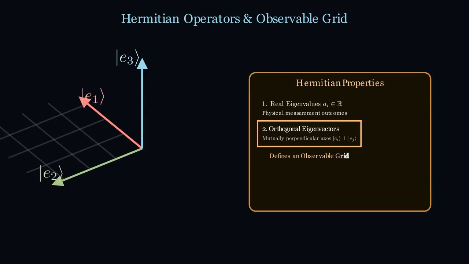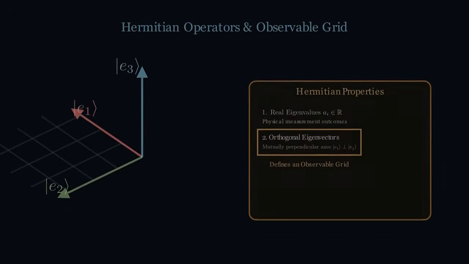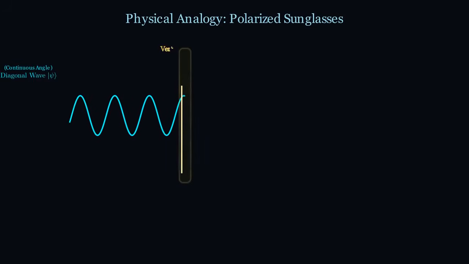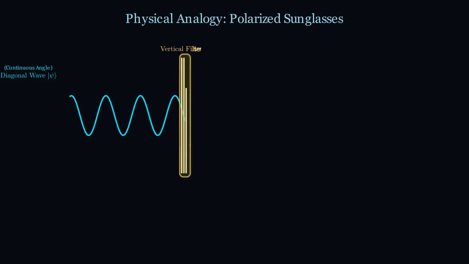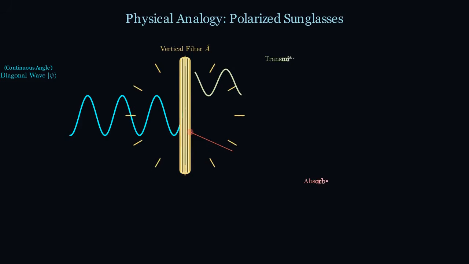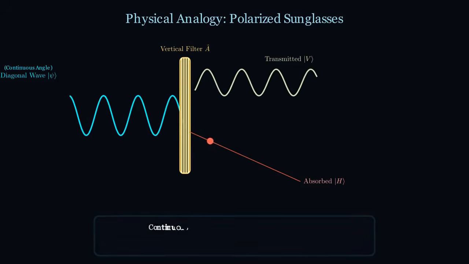So how does a physical object interact with this grid? We can visualize this process using a common object you likely use on a sunny day. Consider polarized sunglasses. Light waves can vibrate in any direction, representing a superposed quantum state. A polarizing filter is a physical measurement operator, allowing light along a single axis to pass. When diagonal light hits a vertical filter, it does not split. Instead, the filter forces the wave to project onto its vertical axis. The light is either absorbed completely or emerges vibrating vertically. The filter forces a continuous range of angles into a binary outcome.